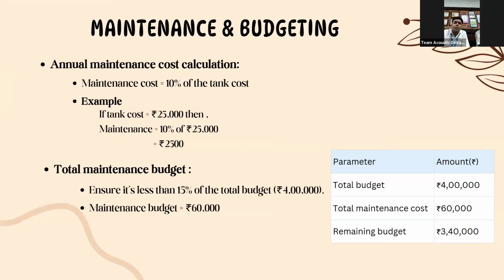Overall, maintenance must remain under 15% of the budget, that is 60,000 rupees. This ensures sustainability without overspending. It involves regular monitoring, effective resource allocation, and strategic planning, which ensures better use and safeguards the water. Now, from here, Anubhav will continue.